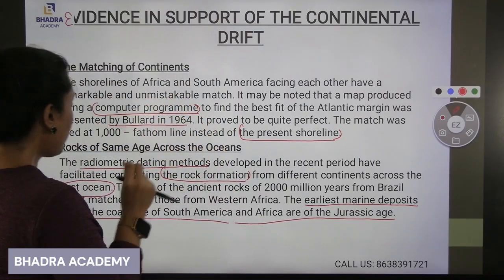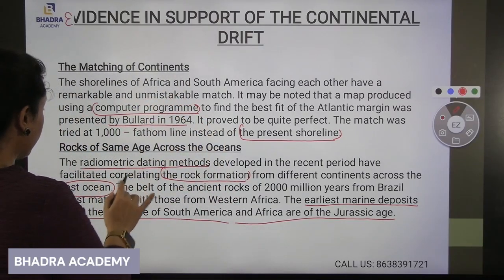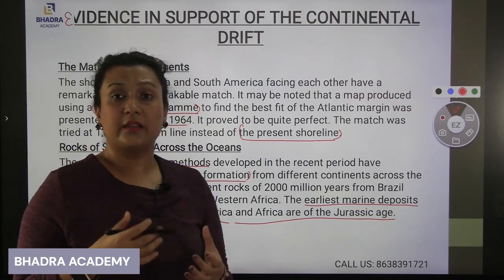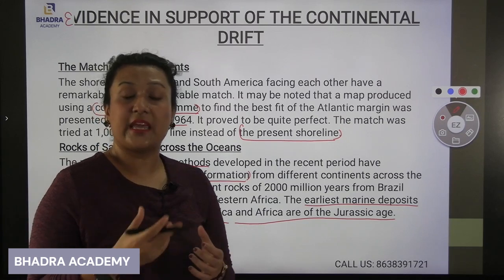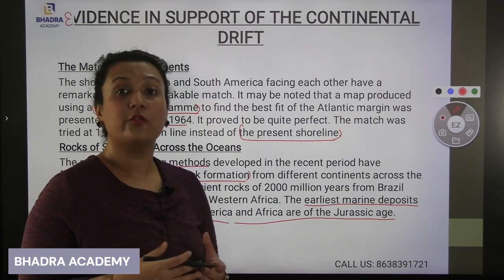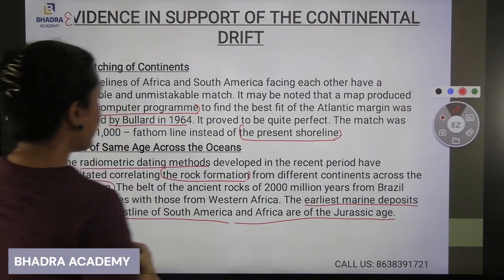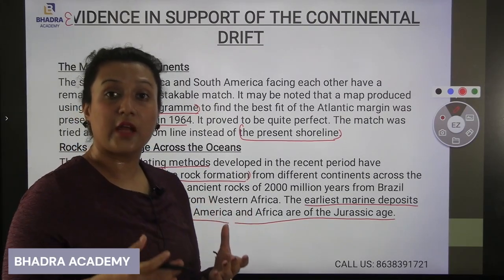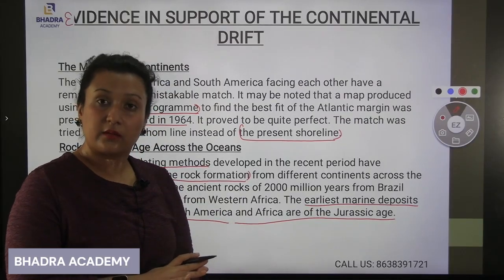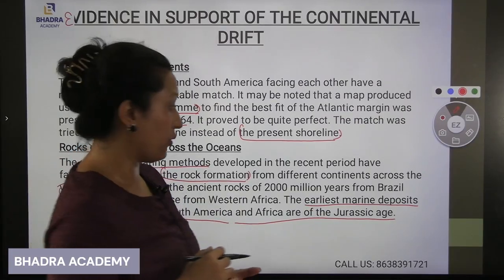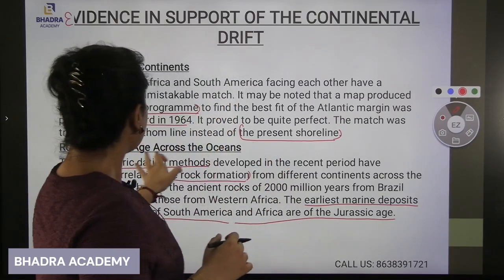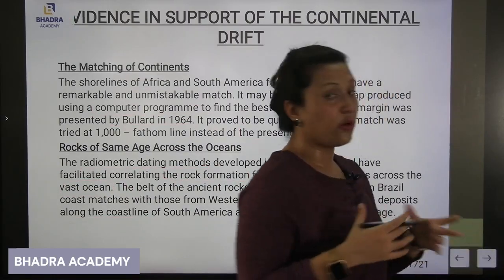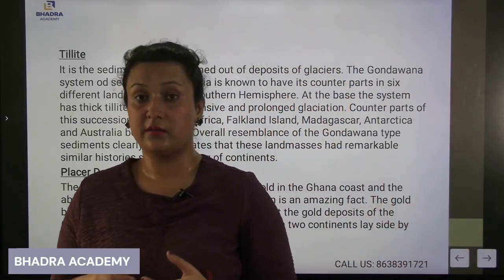If I talk about radiometric dating methods, with the help of these methods only, the ages of the rocks were discovered, and how the rocks were formed. Second, how the different continents were connected across the ocean was also discovered by the radiometric dating methods. So here you can see the rocks of the same age across the ocean. Some of the rocks were discovered across the continents, which means they have the same characteristics.